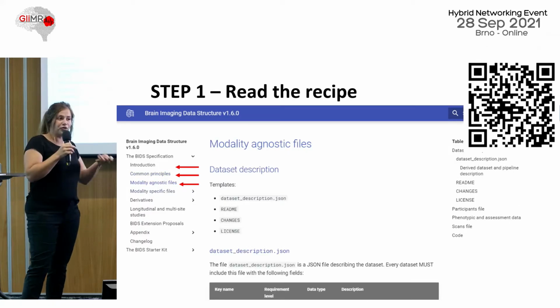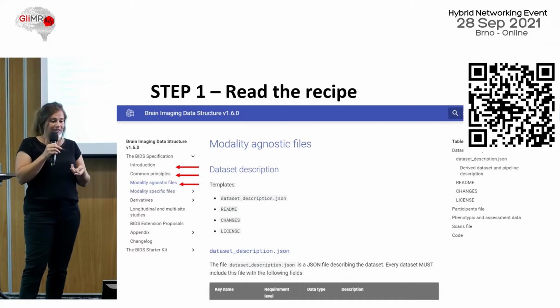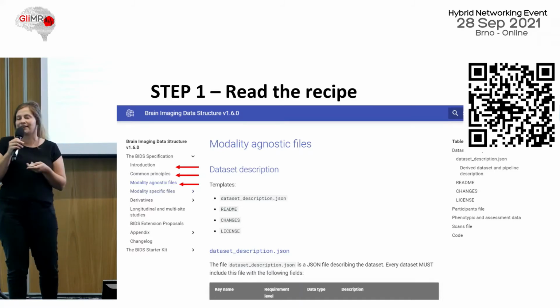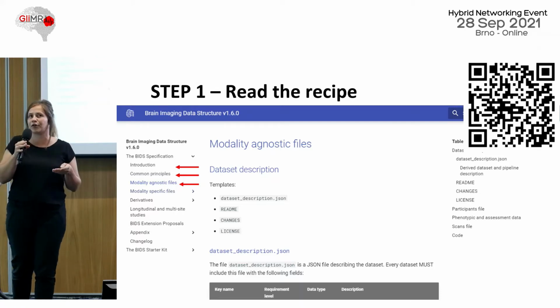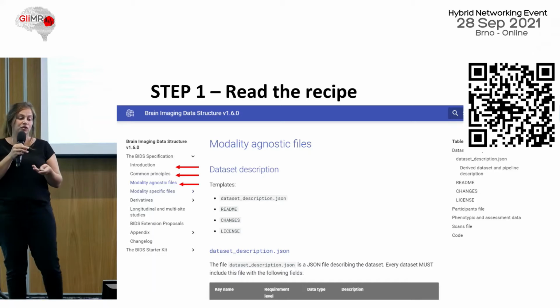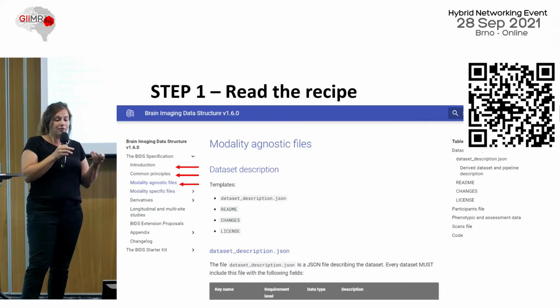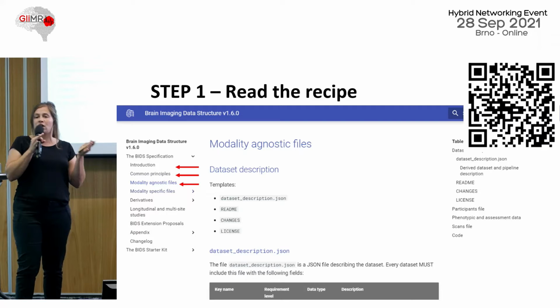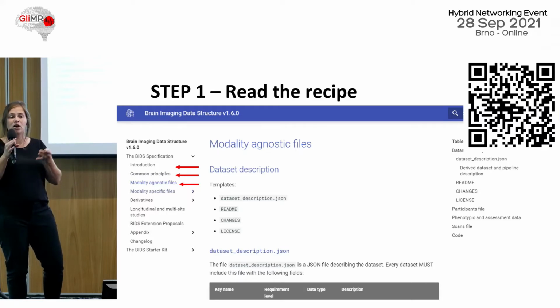And then you can go further, you go to the modality you need. In my case, it's MRI. But here you have the modality agnostic files. Those are the additional files that need to be added in your BIDS data set. For example, you have a data set description, very important. You also have a README file. Some of these files are required, so you have to add them. Others are not required, but are interesting to add.